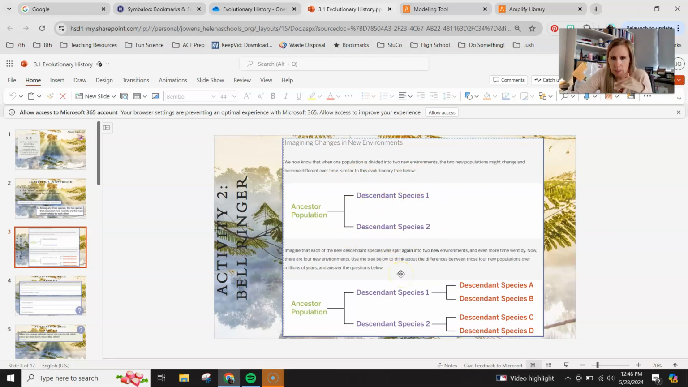Imagine that each of the new descendant species was split again into two new environments, and even more time went by. Now there are 4 new environments. Use the tree below to think about the differences between those 4 new populations over millions of years, and then answer your question below. As a reminder, this doesn't happen overnight. This doesn't just happen by generation. This happens over a very long period of time. So here it talks about millions of years. So now we've got descendant species A, B, C, and D.